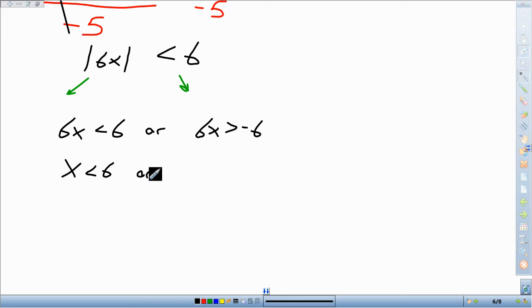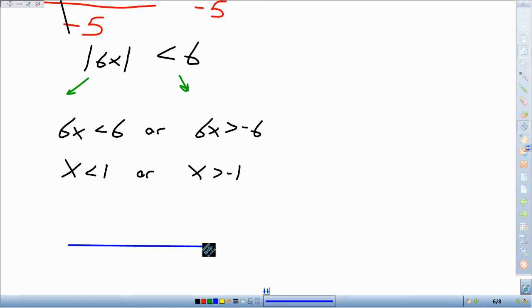Inequality is not flipping. Same thing over here. I'm dividing by a positive 6. Inequality does not. Oh wait, my bad. 6 goes into 6 one time. That's why showing steps is sometimes helpful, especially when you're rushing like I am. Okay, I'm dividing by 6 over here and getting negative 1.